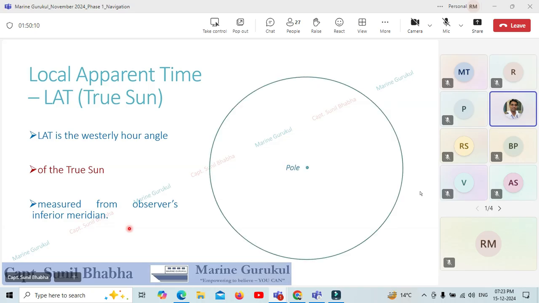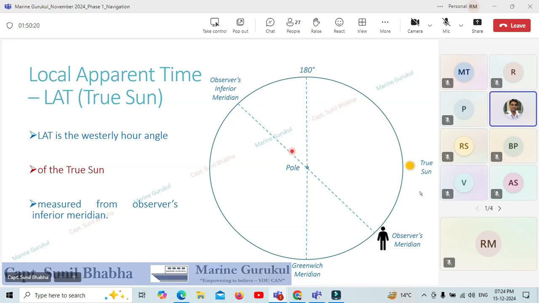Let's have the same diagram which we referred to for GMT and LMT. You see the Greenwich meridian, inferior meridian, observer, and observer's inferior meridian all coming up.